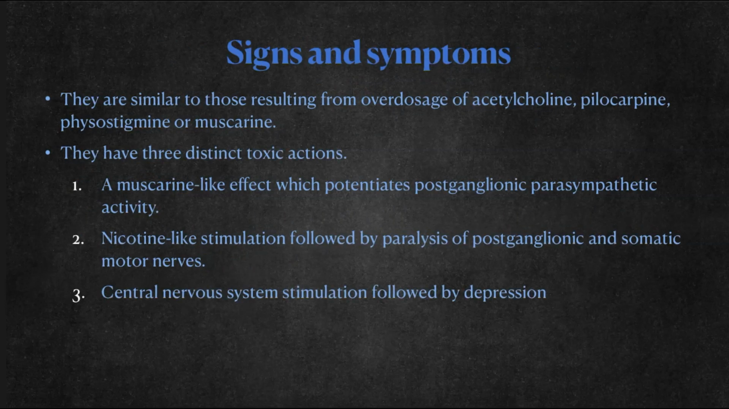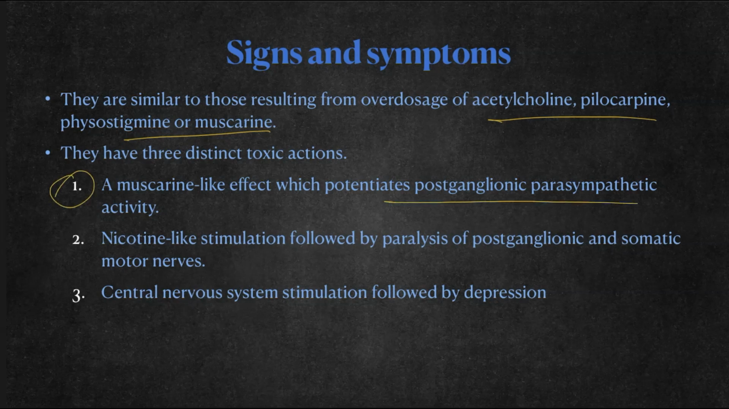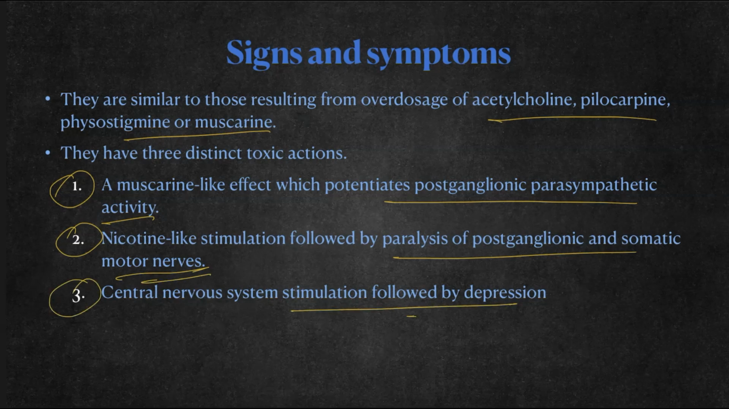Coming to signs and symptoms, they are similar to those resulting from overdoses of physostigmine, pilocarpine, or muscarine. There are three distinct actions. One is muscarinic symptoms, which resemble parasympathetic activity. Then nicotinic-like symptoms, stimulation, which includes postganglionic and somatic motor nerves. Then the central nervous system, which is stimulated and followed by depression.